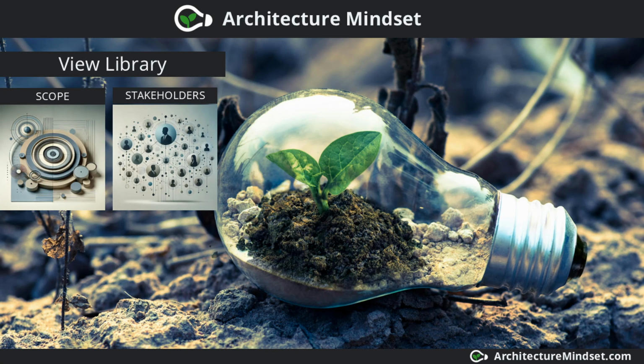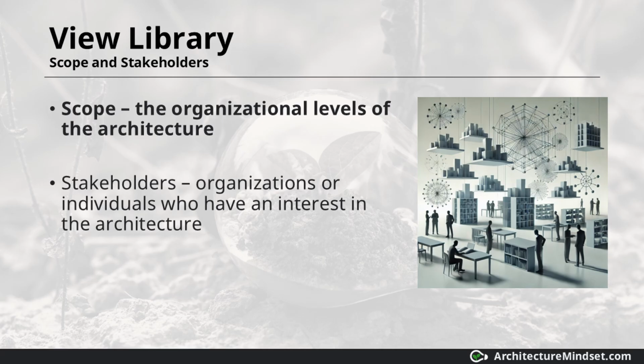Today, I want to delve into the importance of scope and stakeholders when working with the Architecture Mindset View library. Let's begin by defining these key terms. Scope indicates the level of the organization that a view is intended to describe. While this isn't always an exact science, since many views can apply across several levels, we categorize them based on the scope we believe is most relevant.